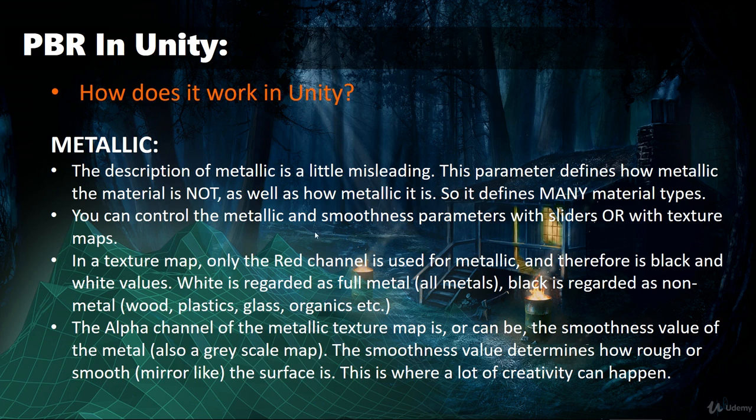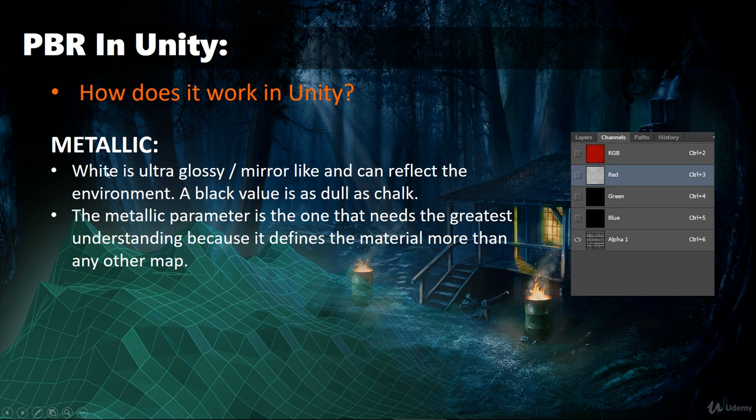So this metallic parameter is really important and tells you a lot, if not pretty much everything about the material and what it is. Like I said, in smoothness, white is ultra glossy, mirror-like, and can reflect the environment, and black is dull as chalk. So let's go and take a look at it in Unity, where I think it will be a lot clearer as to what metallic actually does.